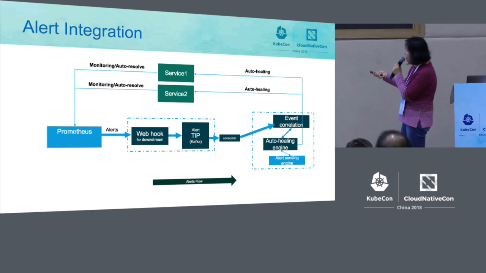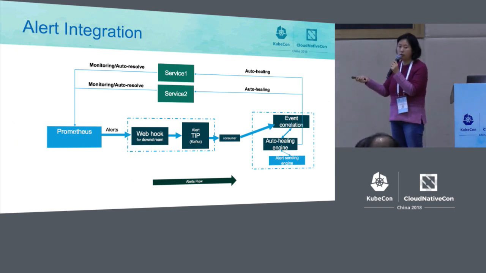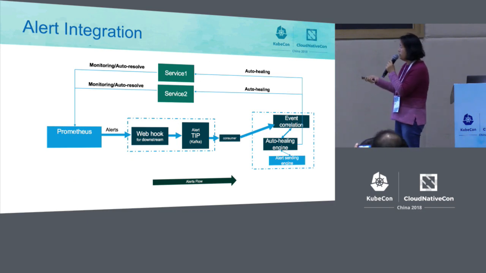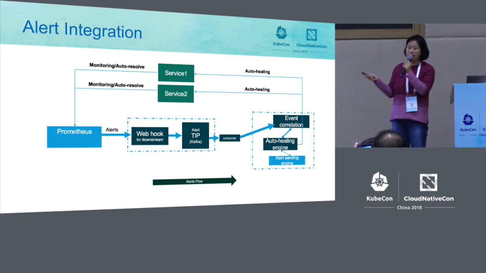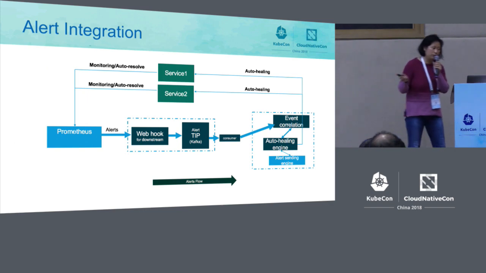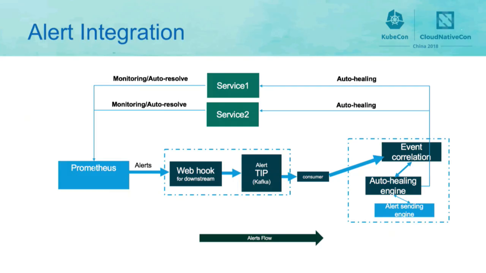And through the event correlation, the auto-healing will be decreased, and then the alert sending engine will be decreased as well. So the script will be fixed, and we will resolve the problems, and no need for manual maintenance. So this is the alert integration, and we do like this, and very helpful results. And lastly, I'd like to show you a small demo about how to integrate the Prometheus data.